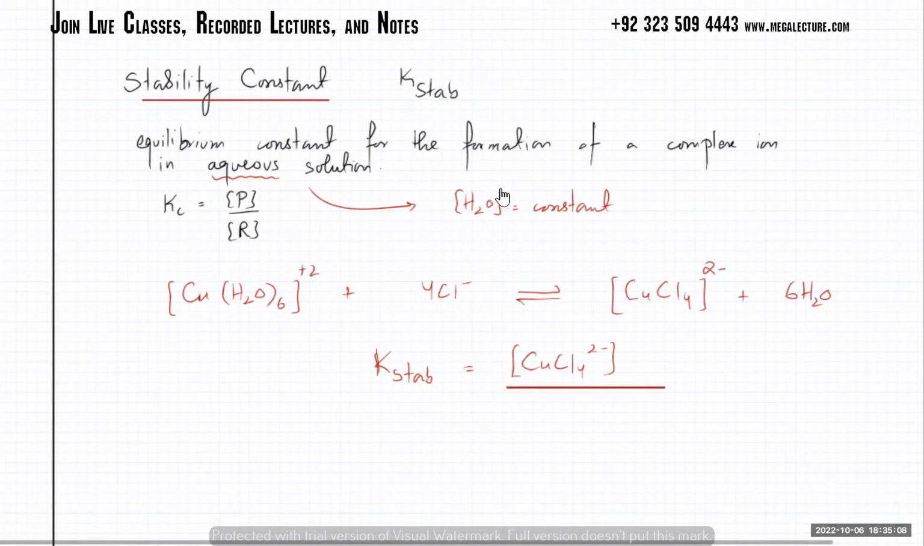So CuCl4 2 minus divided by the reactants. The reactants are copper with 6 water molecules having a charge of +2. And you'll have Cl minus with the power of 4. So if you remember equilibrium constants, उसमें क्या होता था कि it's the ratio of the products to reactants.